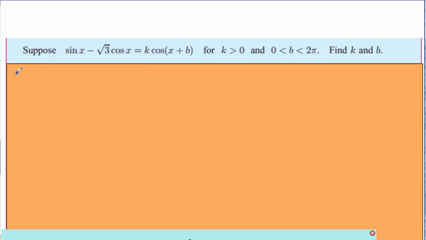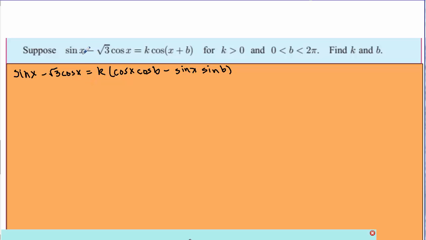So let's keep the sine x minus root 3 cosine x. Let's leave that alone for now, and say that this is equal to k times cosine of x plus b, which is cosine x cosine b minus sine x sine b. And I'm going to double check that formula every time you use it. Make sure you're using the right one and you got your signs right and all that. And I think I'm happy with that. Let's see, what do we do now?